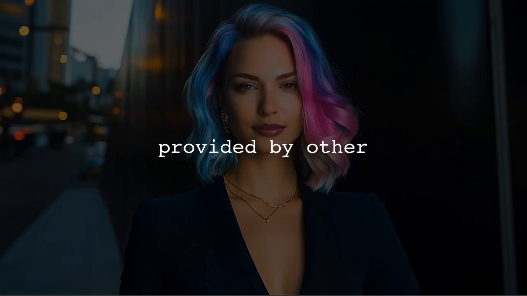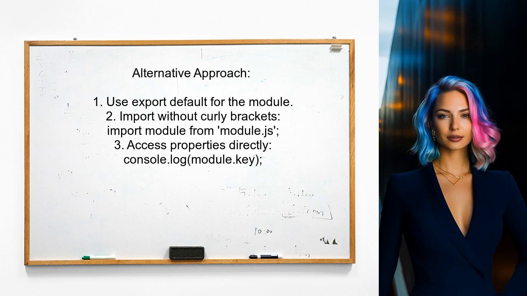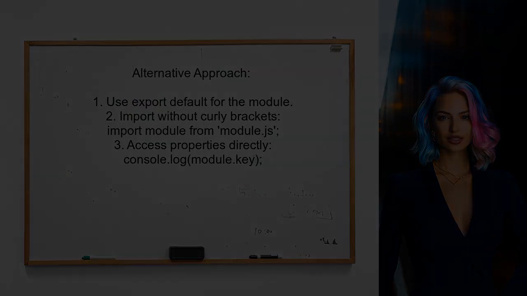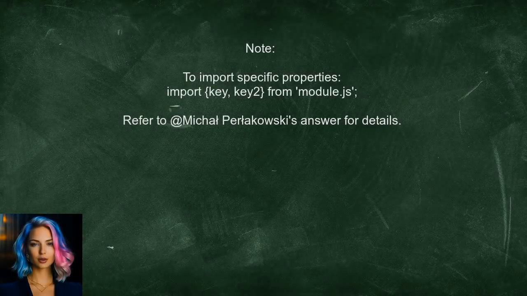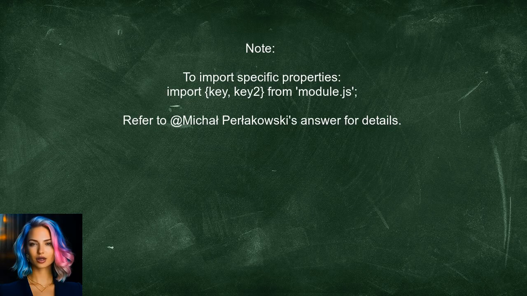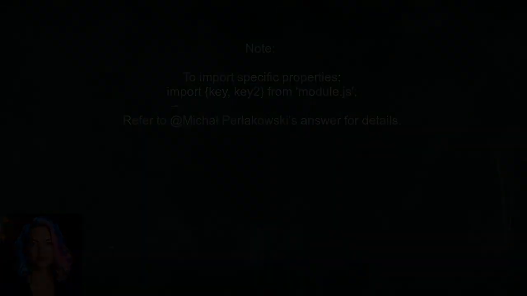Now, let's look at the answers provided by other users. This user suggests that when using export default, you don't need to use curly brackets for importing. Instead, you can import the entire module as a single object. If you prefer to import specific properties like key and key2, the user refers to another answer for that method.